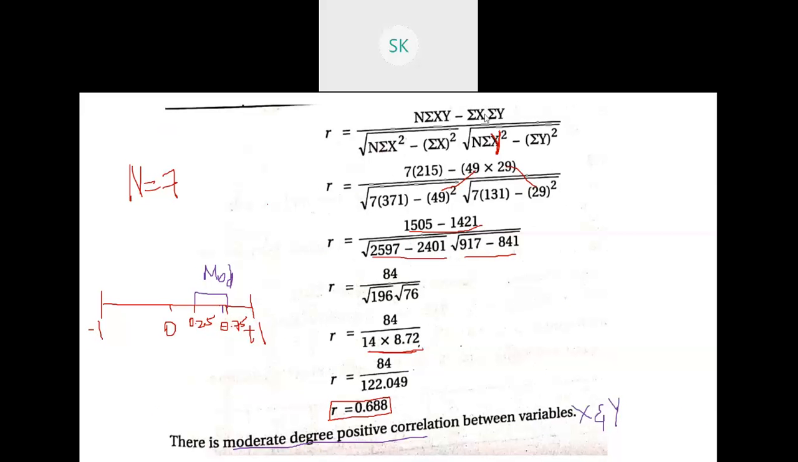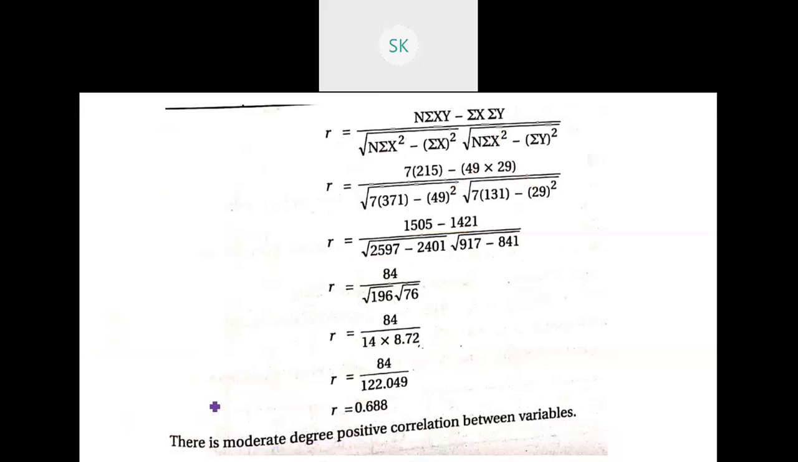Any doubts in this question? Any part of it you want me to explain again? Okay, let's go to the next concept. So this was one concept.